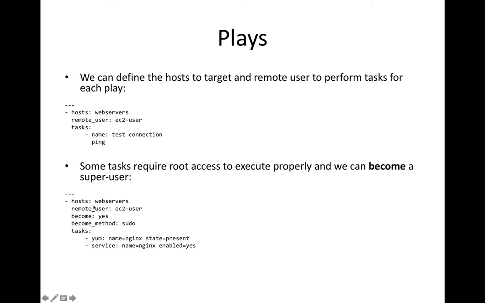So in this example, Ansible is logging into the remote server using the EC2-user account, and it will become a privileged user. That's what this become parameter specifies. So we say become yes. That means that we want to become a privileged user. And in this case, we're also specifying the method in which we're going to become a privileged user, which is using the sudo method, which is probably the most common way to become a privileged user on a Linux system.